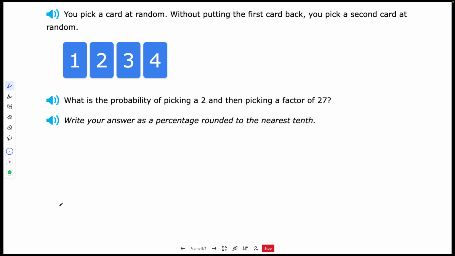All right, for this problem, it says you pick a card at random without putting the first card back. Very important. You pick a second card at random. So you're going to pull a card, and then you're not going to put that card back in the deck. And these are called dependent events. The reason they're called dependent is because the first card pull affects or changes the probability of the second card pull, right? Because now you have fewer cards to pull from. The problem we just looked at with the die, where you roll the die, rolling the die the first time doesn't affect the roll of the second die. So those are independent events. Dependent means that they affect each other. Independent means they don't affect each other at all.